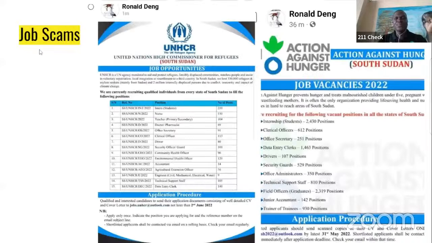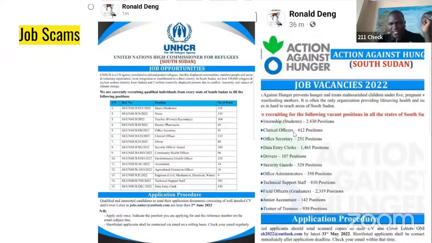And we have also job scams. This is where people bring out a genuine institution. Like this person is using the name of UNHCR, and this is using the name of Action Against Hunger, and saying that these organizations want to employ thousands of people. You will see that here, when you come down, they don't put links to their websites. You will see the email here is outlook.com. Most established organizations don't use free email services like gmail.com or Outlook. They use enterprise emails that are within their organization's name.